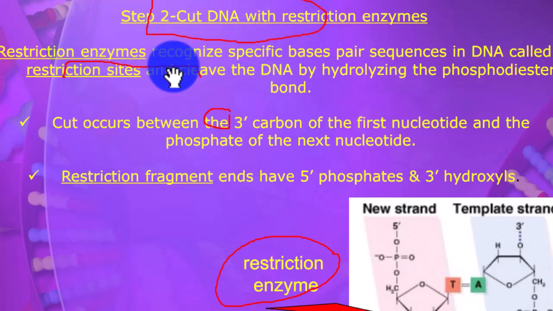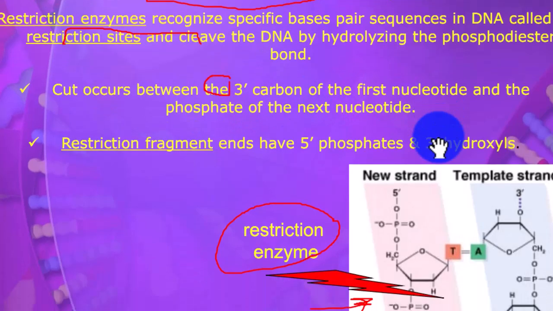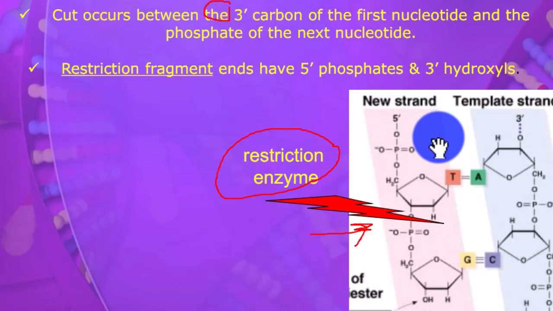Restriction enzymes recognize specific base pair sequences in DNA called restriction sites. They cleave the DNA by hydrolyzing the phosphodiester bond. The cut occurs between the 3' carbon of the first nucleotide and the phosphate of the next nucleotide. The restriction fragment ends have 5' phosphates and 3' hydroxyls.